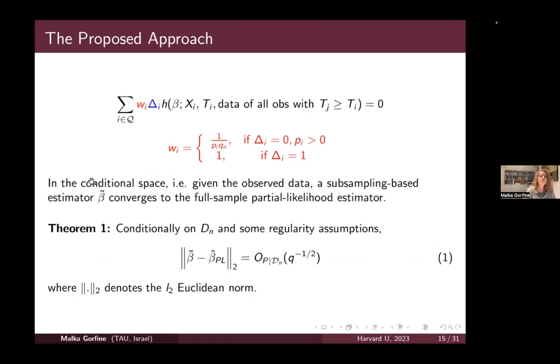Okay, so then we have an estimating equation. We have any type of sampling probability. And then for any w_i in the conditional space, i.e. given the observed data, we were able to show that beta tilde converges to the estimator of the full data partial likelihood, which is a very good property. And this is where we condition on the observed data.